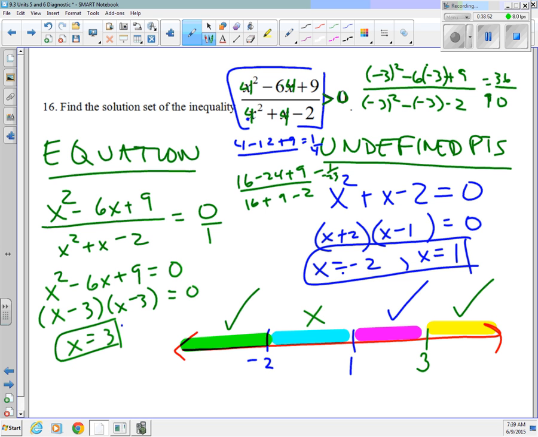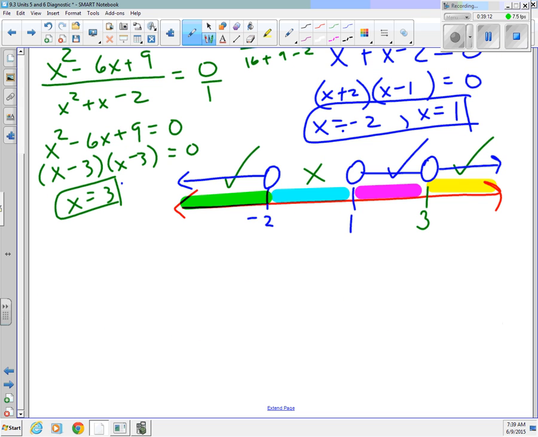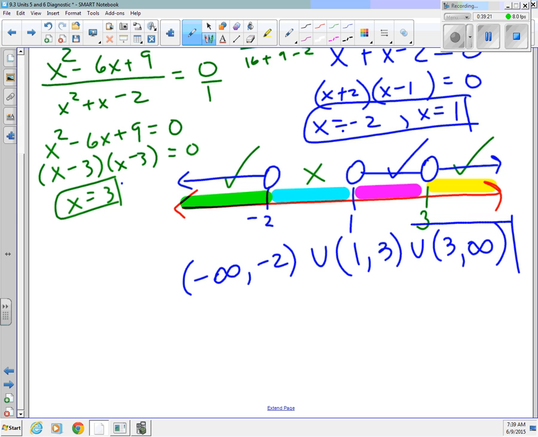So I have 3 out of the 4 chunks that work. Negative 2 does not work because it makes the fraction undefined. 1 does not work because it makes the fraction undefined. And 3 does not work because it makes the fraction equal to 0. And so now I get 3 separate chunks that I can write out in interval notation. I can write the first chunk as negative infinity to negative 2, union 1 to 3, union 3 to infinity. I have to skip the 3. And this would be my solution set to the inequality.